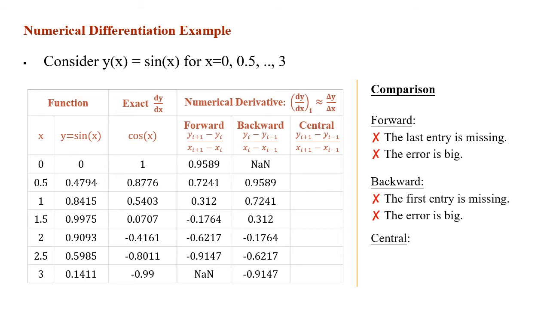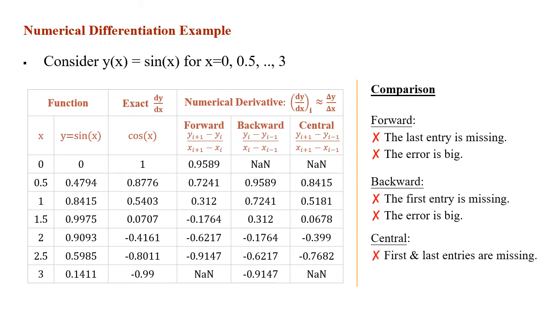So now let's examine the central difference derivative. Notice that with the central difference, you take the point that follows and the point that precedes. That means there is no first or last entry. So that's one disadvantage. But if you compare the exact derivative with the central derivative, you will notice that they're closer to each other compared with the backward or the forward. That means with the central difference derivative, you get a smaller error.